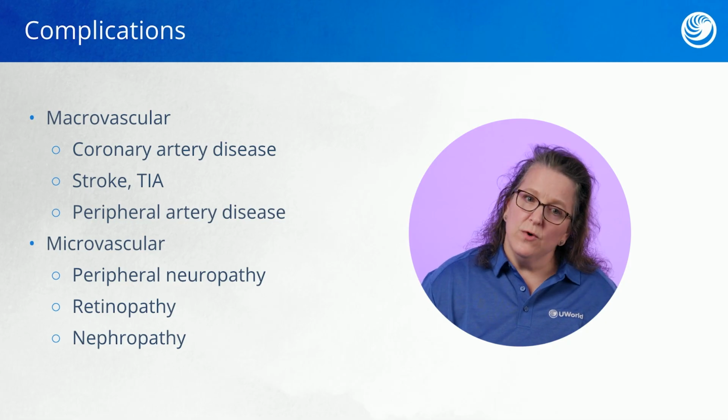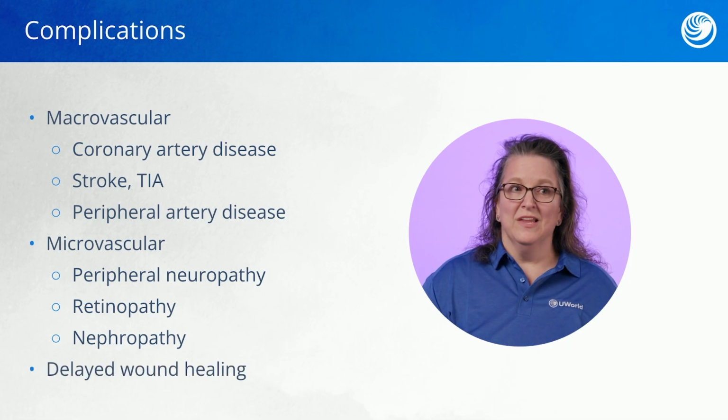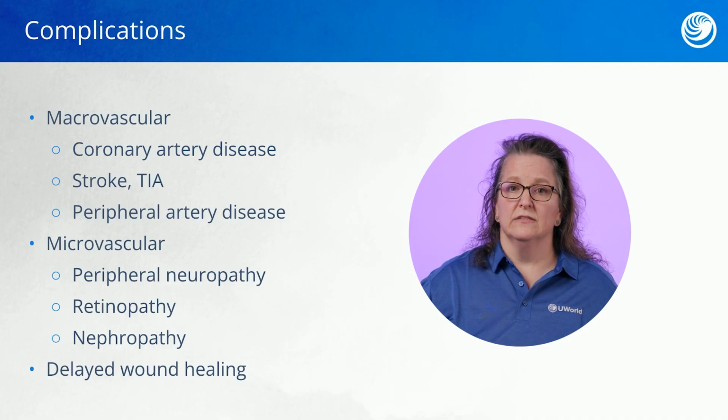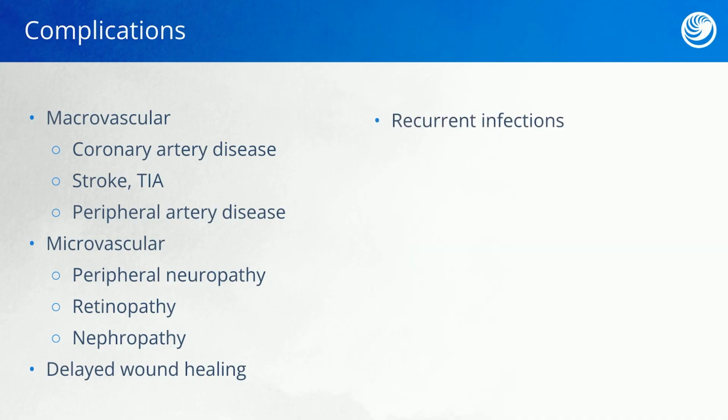These clients also have delayed wound healing. If no perfusion is getting to that wound, it can't heal. These clients also have recurrent infections. Bacteria and fungus love glucose. So these clients with their hyperglycemic state are a host for these infections. These clients are also at risk for hyperosmolar hyperglycemic state.